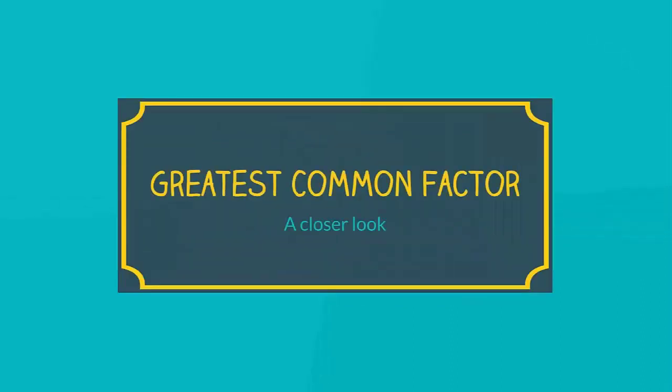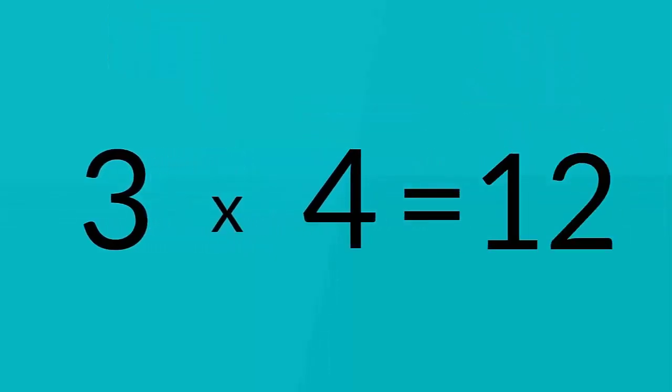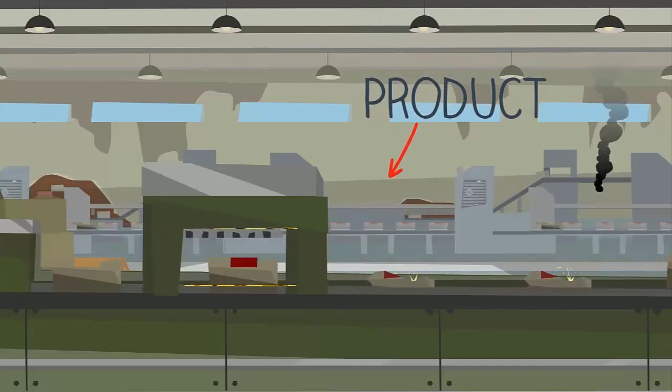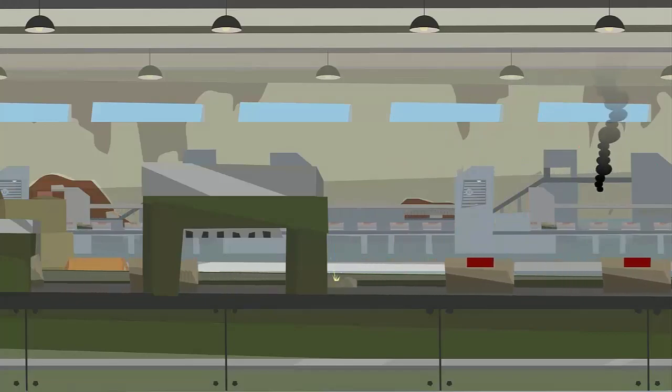What does greatest common factor mean? To help us understand, let's look at the word factor. Factors are the numbers you multiply together. Think of it like a factory. What do factories do? They put stuff together. The factors are making something new, a bigger quantity or product.